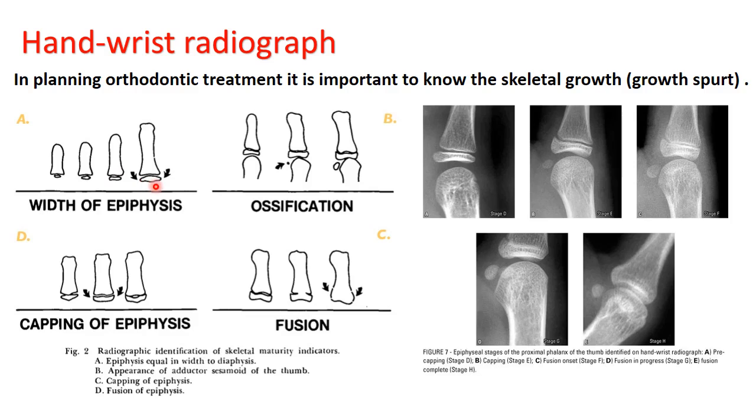So when the width is increased, it means that we are coming close to the growth spurt. Ossification also happens, and then there is a stage of capping, as you see here, capping of the epiphysis to the diaphysis of the finger, and the final stage is the fusion. When this epiphysis is fused to the finger, then it means that the growth is completed. So by this type of radiograph, we can assess the skeletal maturity or the growth spurt of the patient.